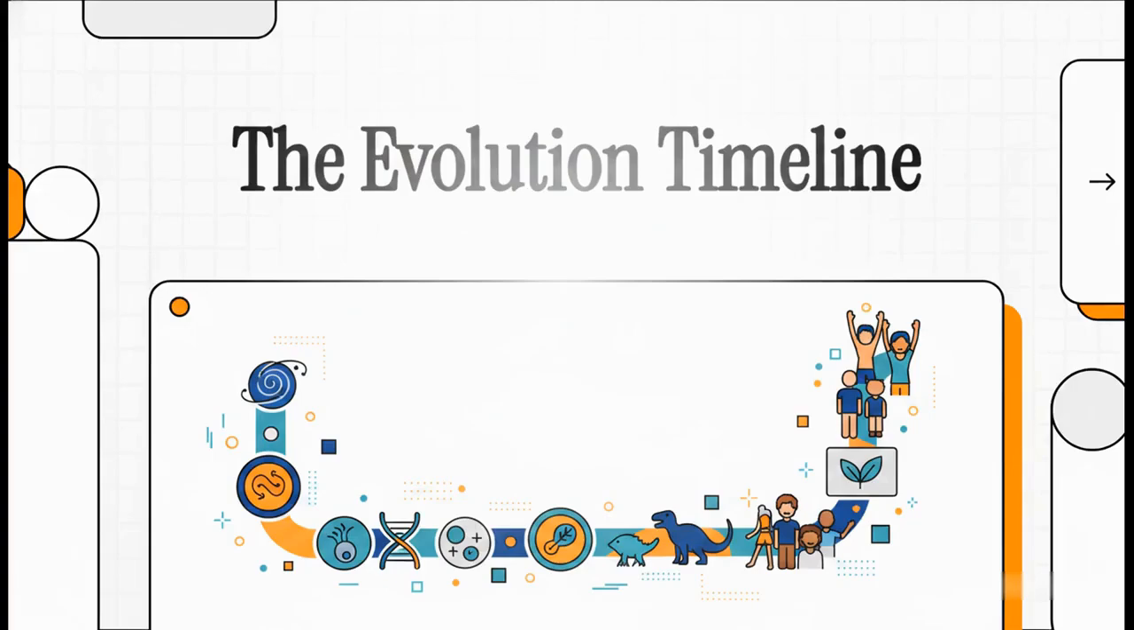Let's jump right in. Welcome to this premium visual explainer. Today, we're taking a massive, chronologically mapped journey through one of the absolute most fascinating chapters in all of science, evolutionary biology. From the literal birth of the universe to the complex mechanics of natural selection, we are going to break down exactly how life came to be.